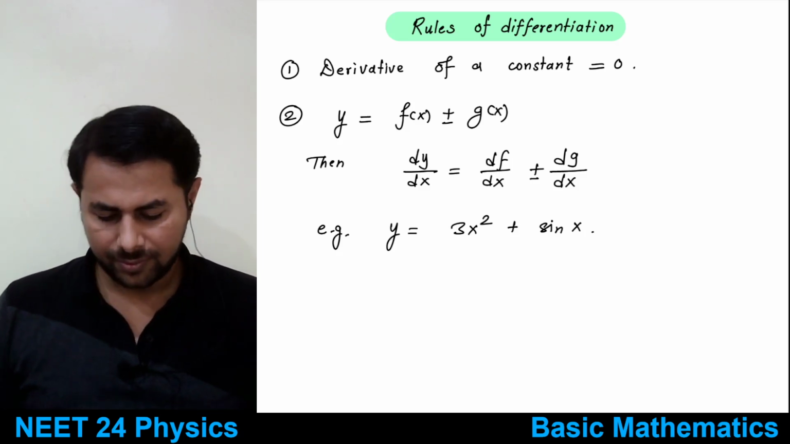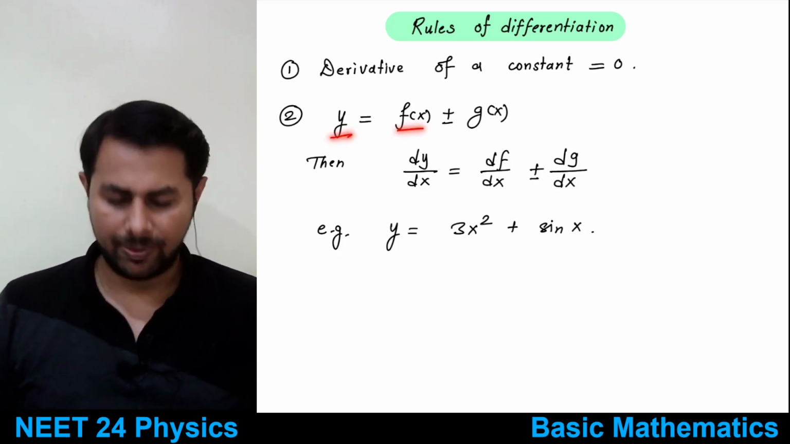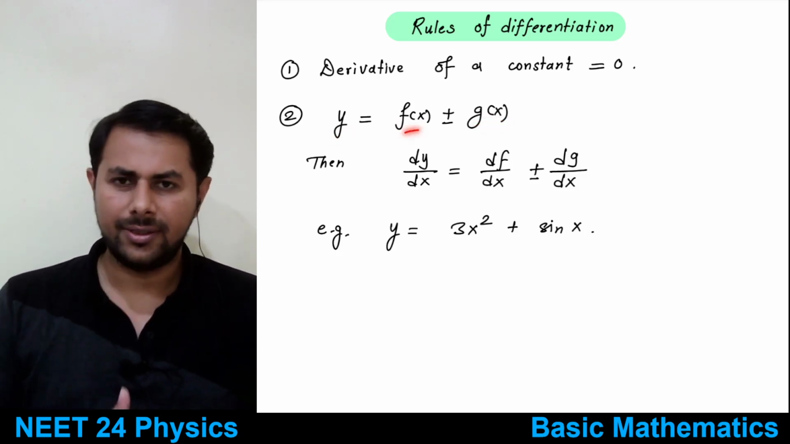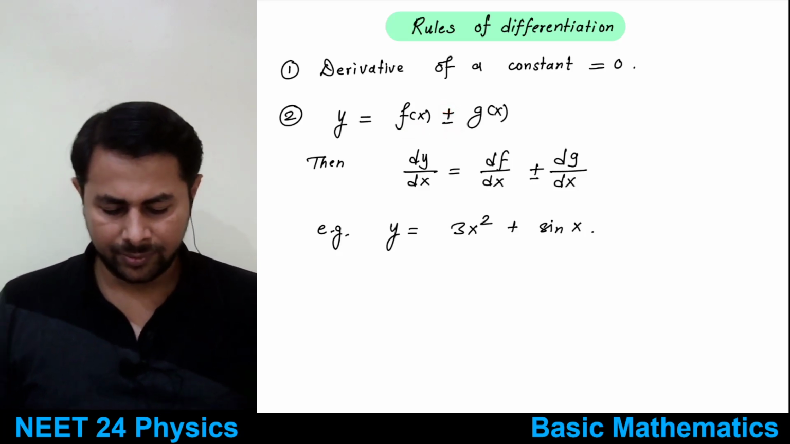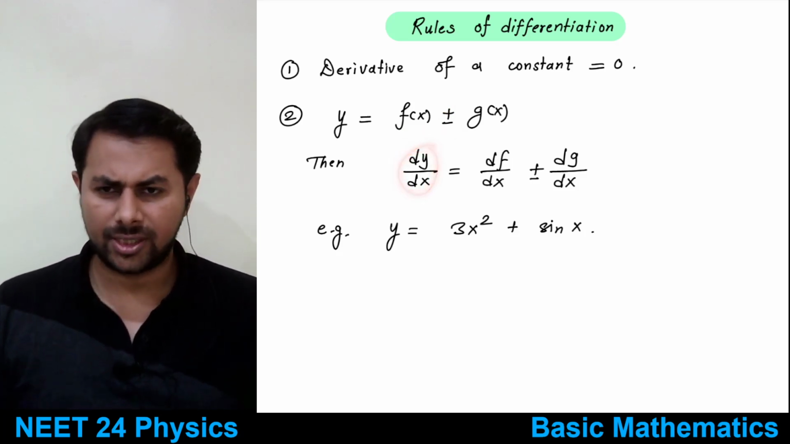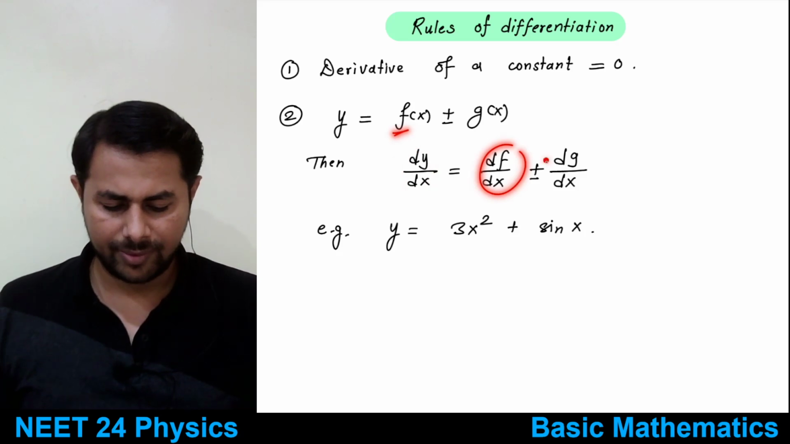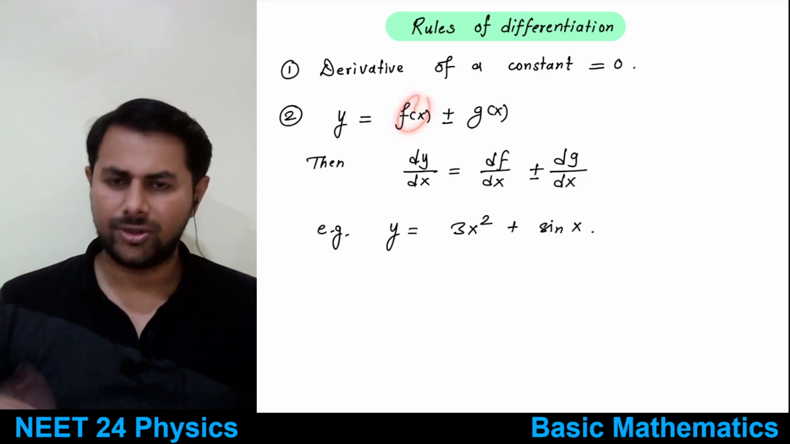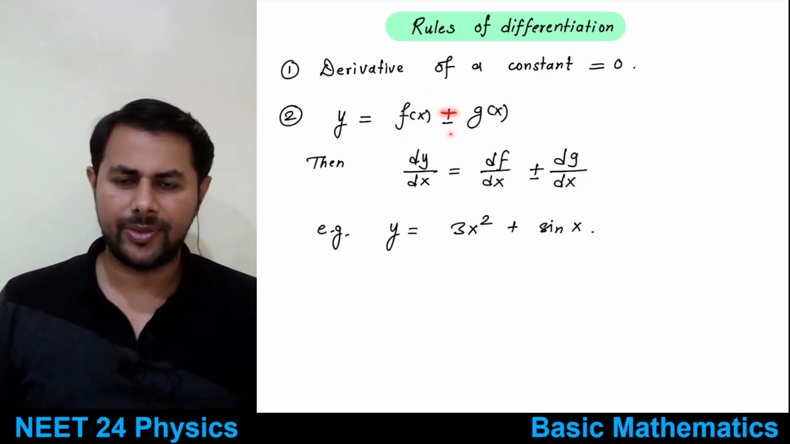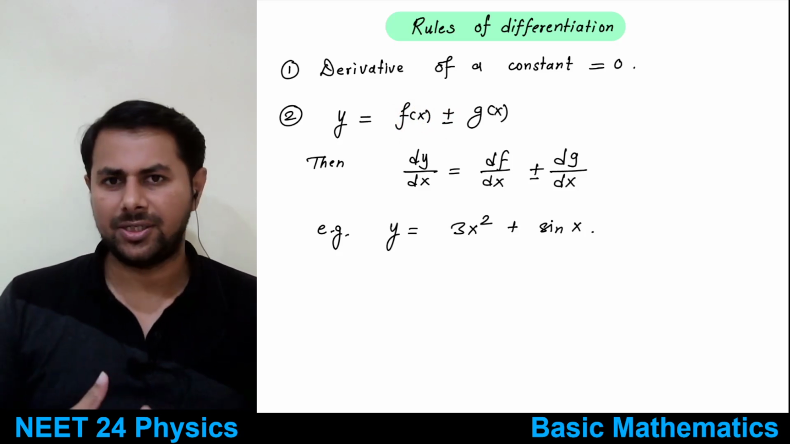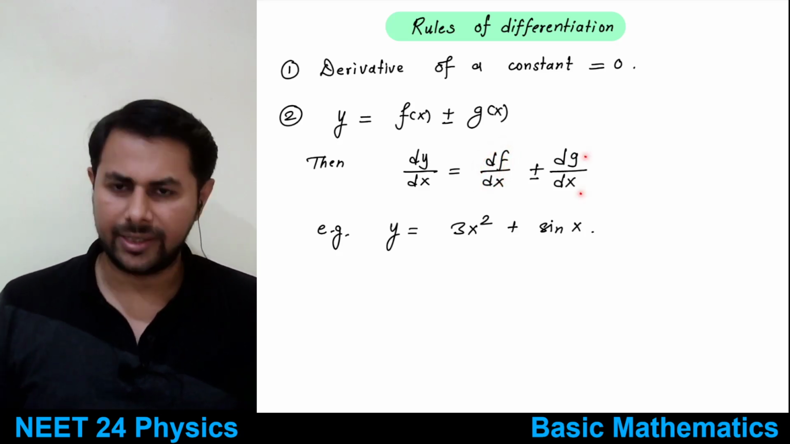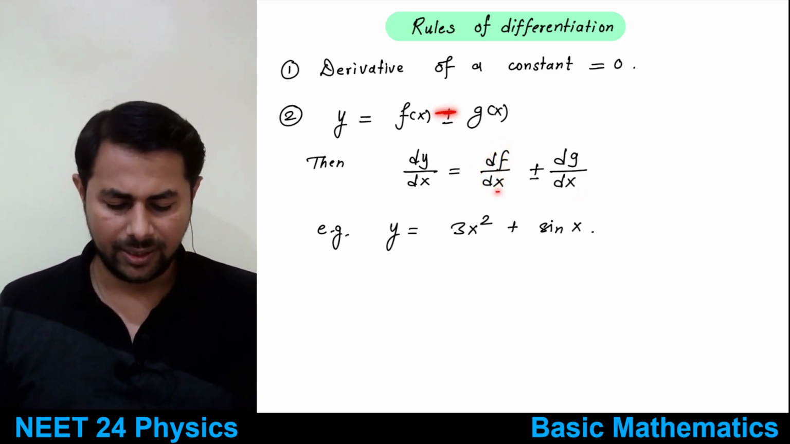That's the first rule. Next, suppose y is equal to f of x plus or minus g of x. There are two functions of x, you are adding or subtracting them, and you want to find the derivative of that. So it is just the derivative of f plus or minus the derivative of g, whatever sign is there. If it is addition, there will be plus; if it is subtraction, then there is minus. So df by dx plus dg by dx, or df by dx minus dg by dx.